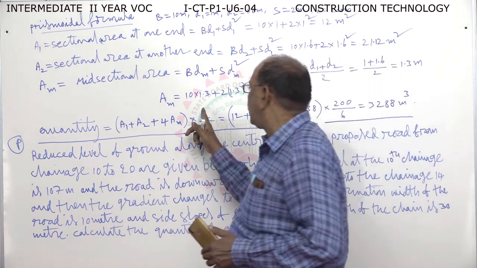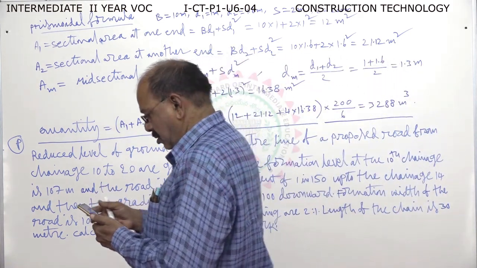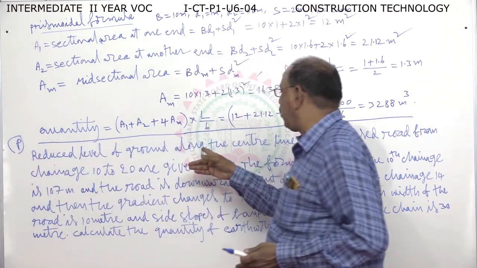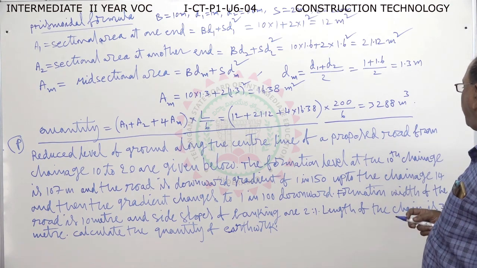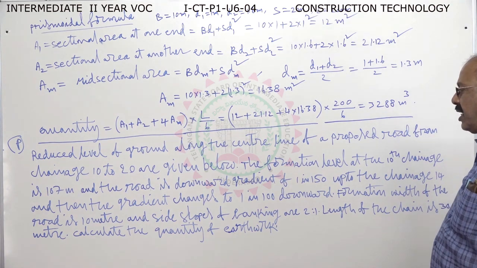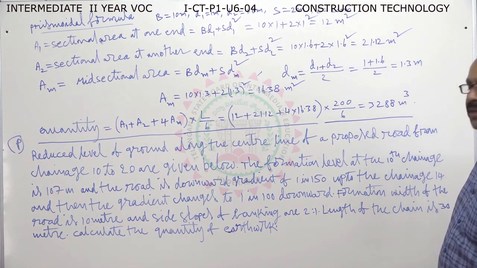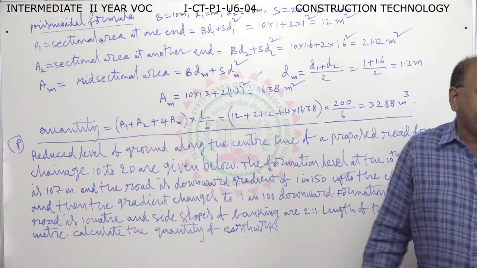Next problem. So with this, we have finished this problem. Now, there is another problem. The reduced levels of ground along the center line of a proposed road from chainage 10 to 20 are given below. The formation level at the 10th chainage is 107 meters and the road has a downward gradient of 1 in 150 up to chainage 14, and then the gradient changes to 1 in 100 downward. Formation width of the road is 10 meters and side slopes of banking are 2:1. Length of the chain is 30 meters. Calculate the quantity of earthwork.